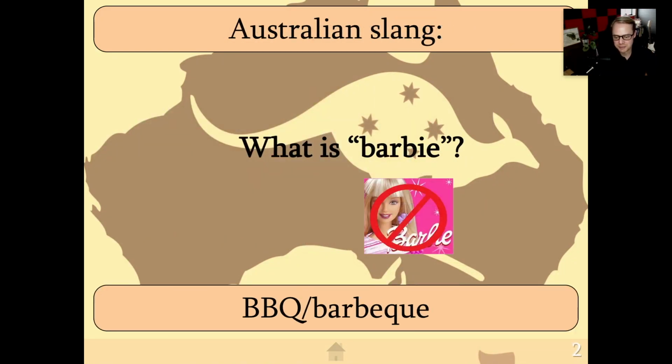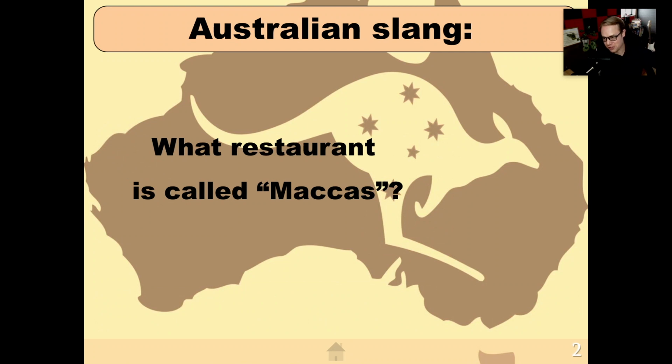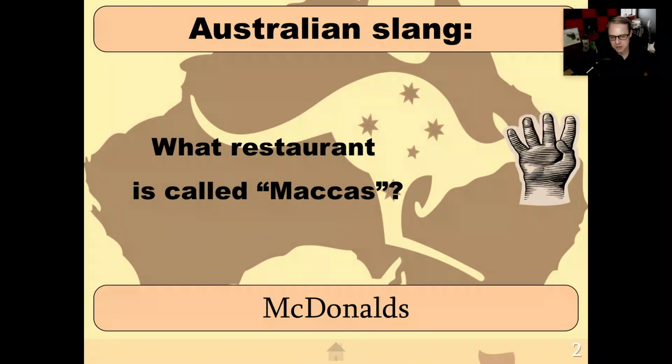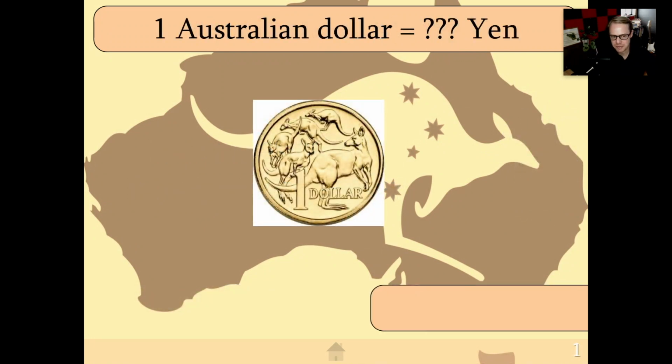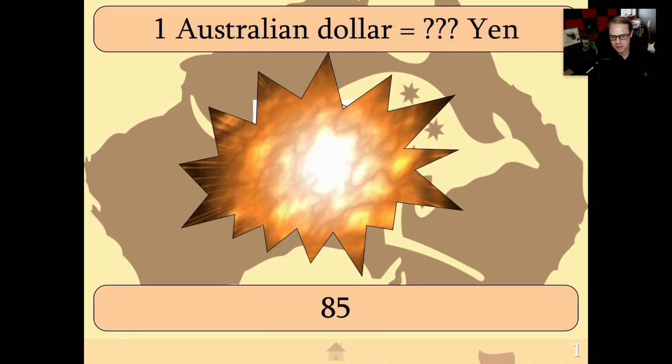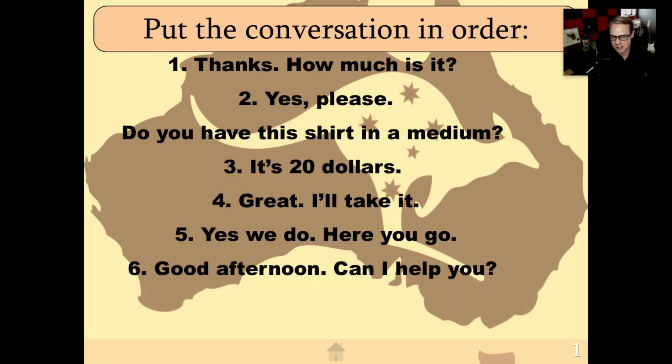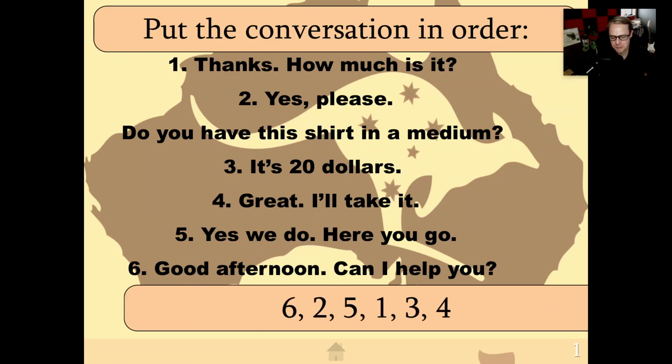Okay, what is Barbie? It's a barbecue. Okay, there's the dynamite that comes up. So they get to take away someone's points, another team's points right there. What restaurant is Macca's? It's McDonald's. Okay, and let's see. So the bomb comes up again. We'll see if we can get to one where they have to switch it, or if they get to steal from one of the other teams.